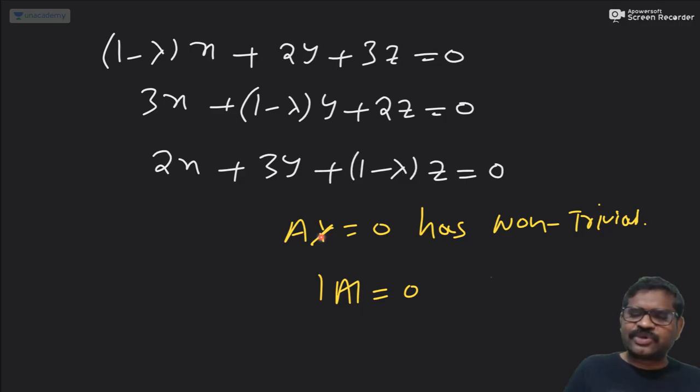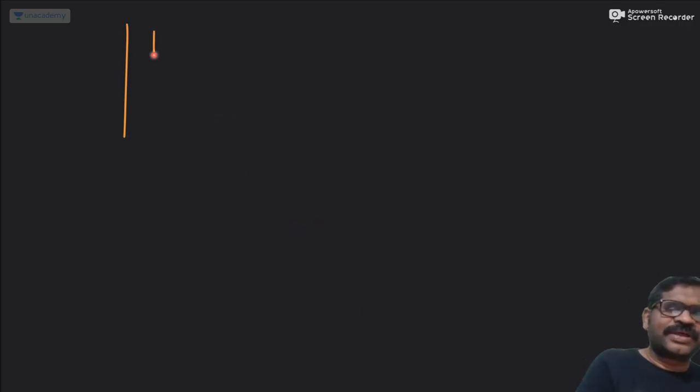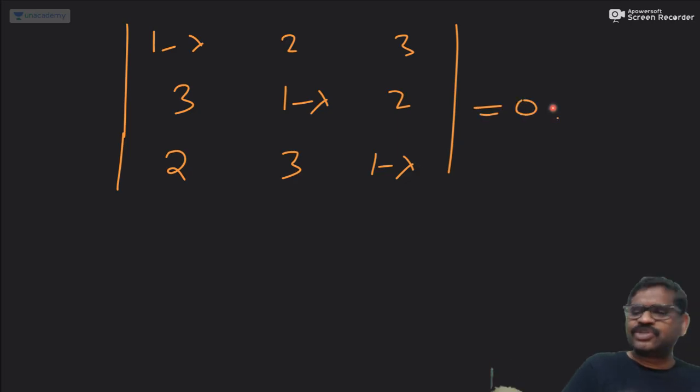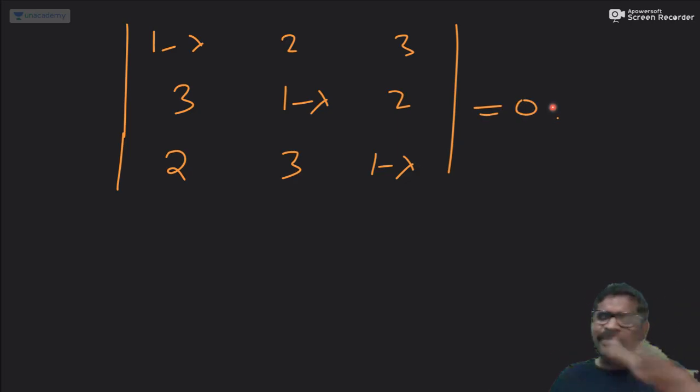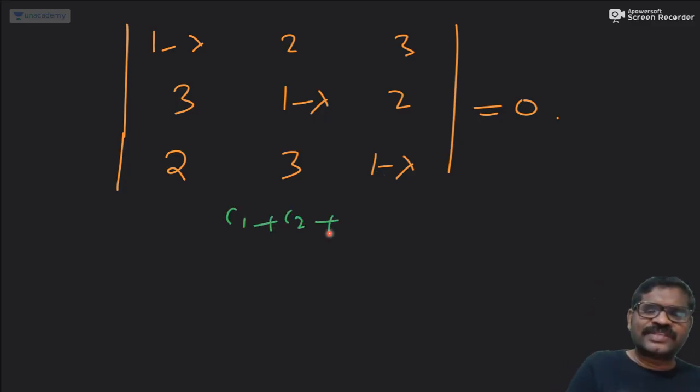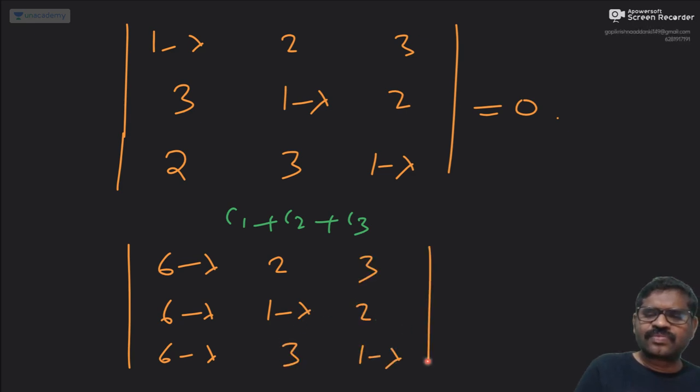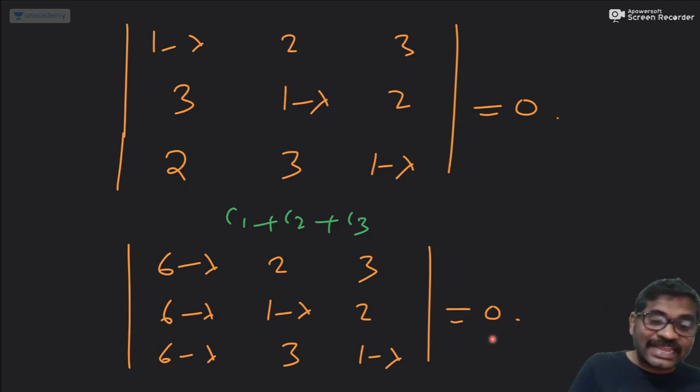Okay, equate det A to 0. Rows: 1 minus lambda, 2, 3; 3, 1 minus lambda, 2; 2, 3, 1 minus lambda; equal to 0. One minute. You need not solve the complete problem. Just apply the operation C1 plus C2 plus C3. If you apply C1 plus C2 plus C3, you will get 6 minus lambda, 6 minus lambda, 6 minus lambda. Take 6 minus lambda common.